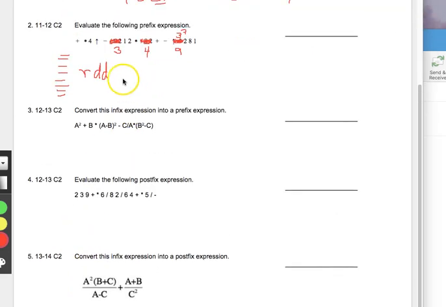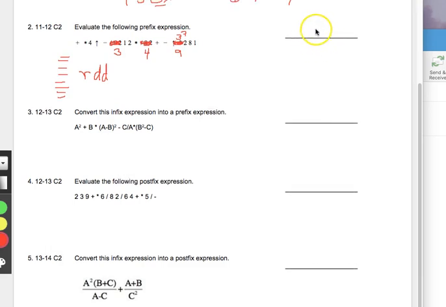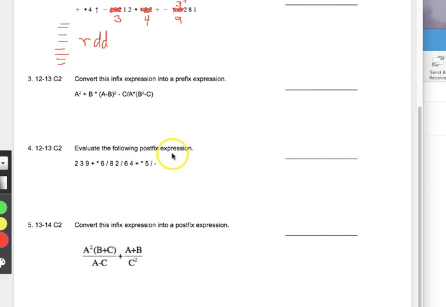Hey folks, I'm not going to finish number 2. This simplifies down to a number. There will be a number as your final answer for number 2. But let's do number 4 in this video as well.